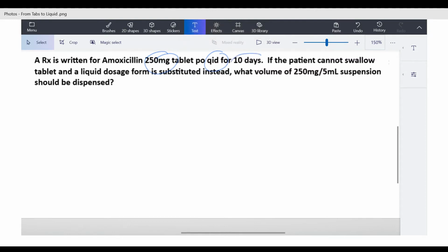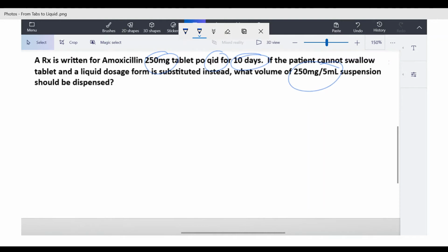We're going to need that 10 days. It's also going to be needed, and 250 milligram per 5 milliliter suspension is also going to be needed in our calculation. Everything else is just verbiage that we're not going to need in our calculations whatsoever. So with that, let's get started, guys.